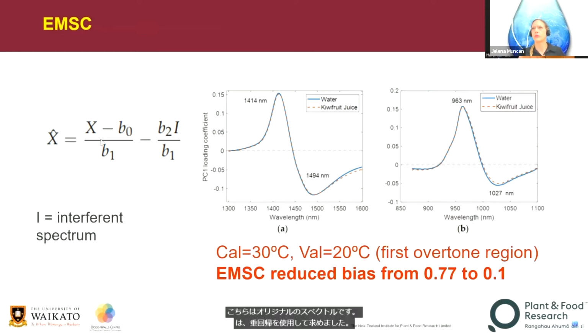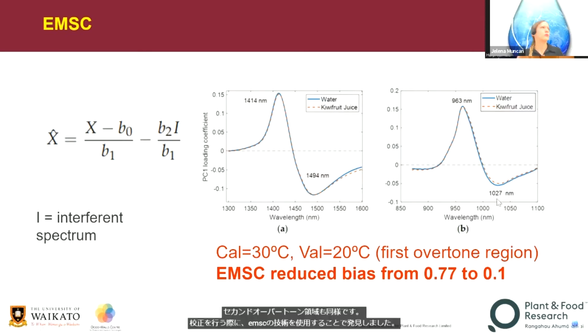This is the original spectra. The coefficients were found using multiple linear regression, and this interference spectrum was taken from water. So you can see the principal component loading of water, the PC1, which looks very similar to the kiwifruit juice samples.